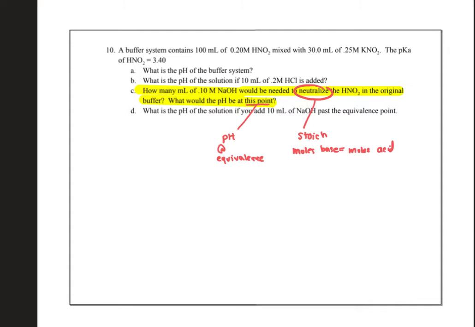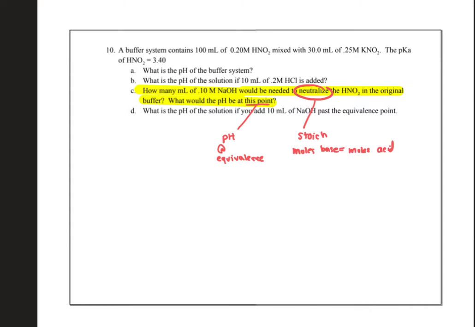Okay, so let's frame our mind a little bit about our labs from lab week to help us with the first part of this question. And then we're going to think about how do we find the pH at the equivalence point for a weak acid, HNO2, strong base titration.